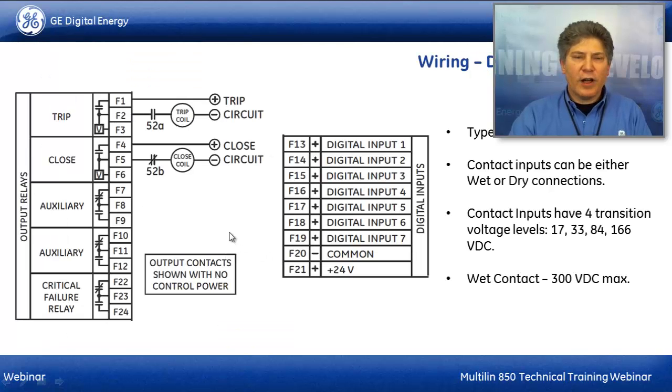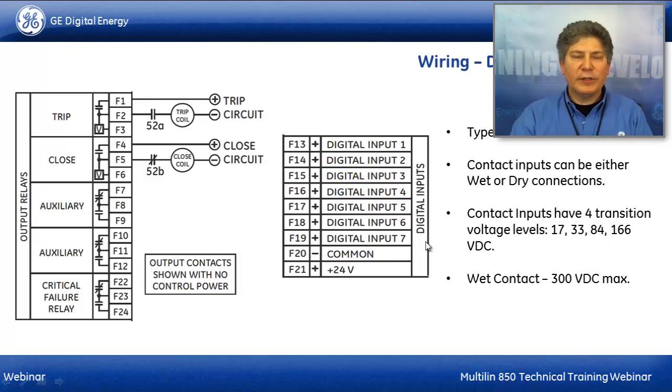All right, from an I/O point of view, once again, these are our terminals. So in slot F, in the upper portion of the relay, the terminals are labeled accordingly. We have our trip, which is a Form A contact with voltage monitoring. We have our close, also Form A. Our auxiliary, this is output relay 3, output relay 4, and our critical fail relay at F22, 23, and 24.